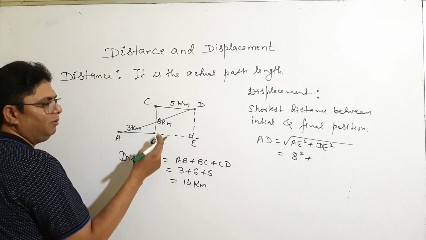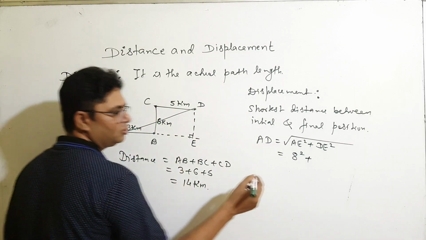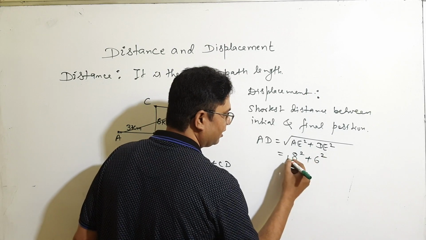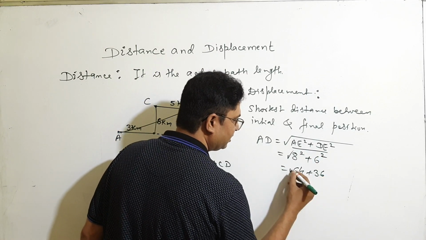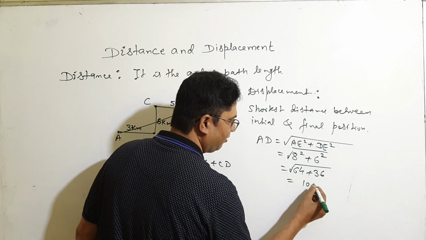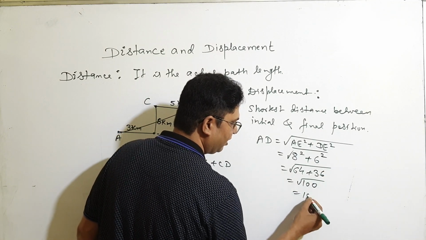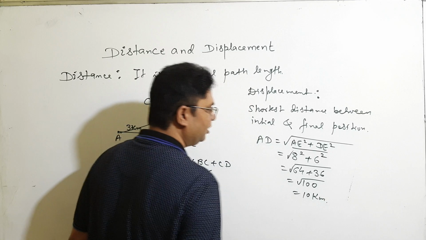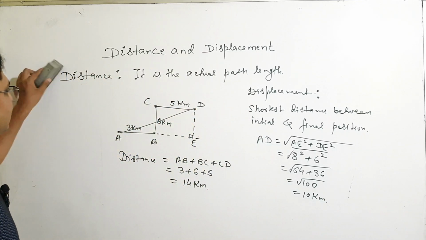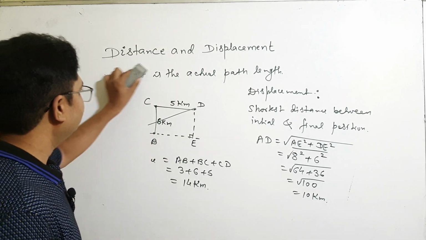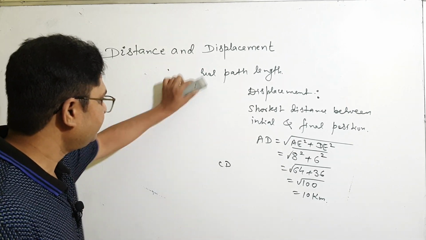DE equals CB. CB is 6 kilometer. So you have 6 square. This is 64, this is 36. Under root you have 100. Under root you have 10 kilometer. So this is displacement and this is distance. Let us understand this more with another example.